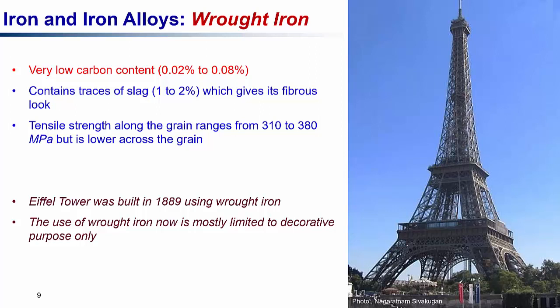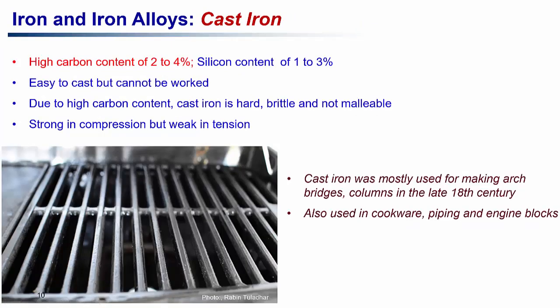The world famous Eiffel Tower in Paris was built in 1889 using wrought iron. And with the production of steel with better structural performance, the use of wrought iron is now mostly limited to decorative purposes only. Cast iron, on the other hand, has relatively high carbon content, around 2 to 4%, compared to wrought iron and steel.